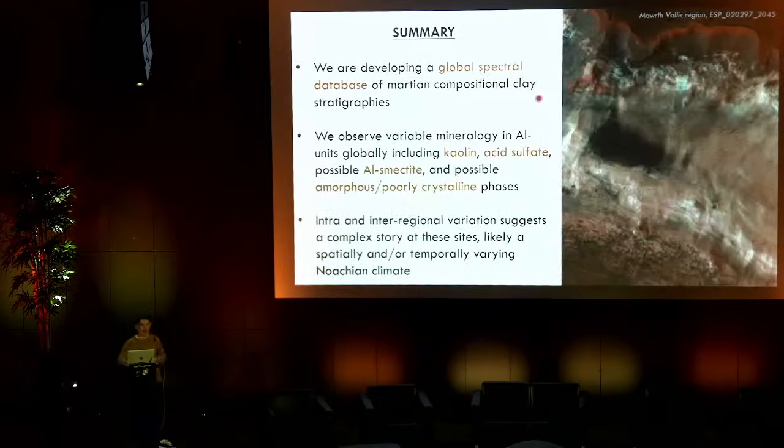So in summary, we are developing a global spectral database of these Martian compositional clay stratigraphies, and we've already observed a lot of variable mineralogy in the aluminum unit, including kaolin, acid sulfate, aluminum smectite, and maybe some amorphous or polycrystalline phases altogether. And this really complex, both intra- and inter-regional variation is suggesting a complex story at these sites, and likely a spatially or temporally, probably both, varying Noachian climate. Thank you for listening to my talk.